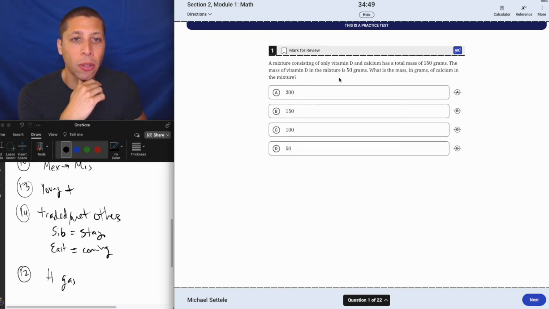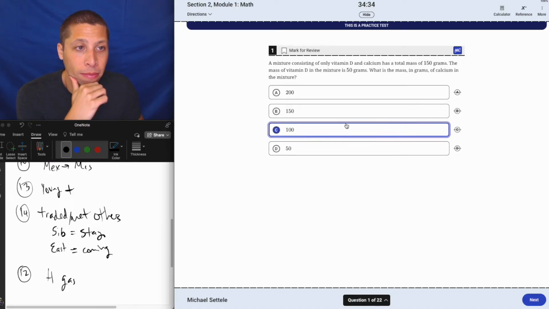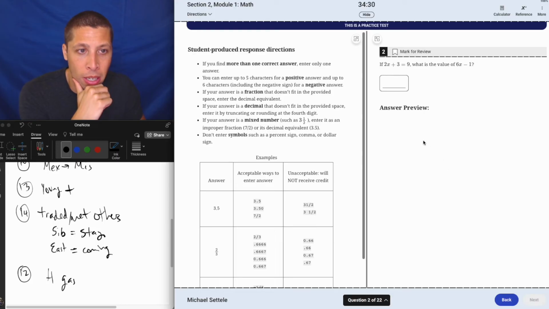A mixture consisting of only vitamin D and calcium has a total of 150 grams. The mass of vitamin D in the mixture is 50 grams, right? So is that just subtraction? The vitamin D and calcium has a total mass of 150. The vitamin D is 50. So what's the calcium? Shouldn't it be 100? Seems really easy. Well, it's the first question in the first module, so it should be easy.